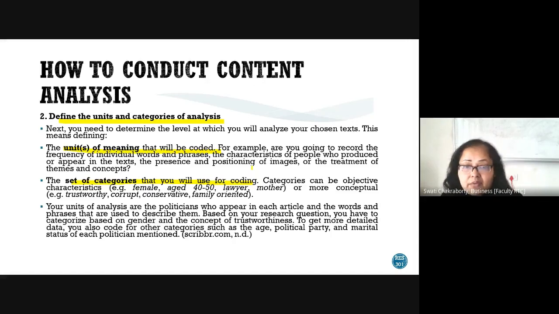Categories could be objective categories, that is gender, age group, type of occupation, or more conceptual. It could be objective or more conceptual, that is trustworthy, corrupt, conservative, family oriented. This is with regards to the example that I've given, right?